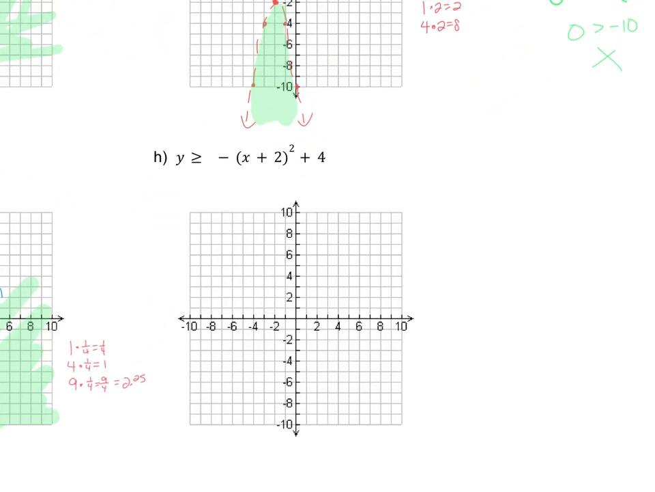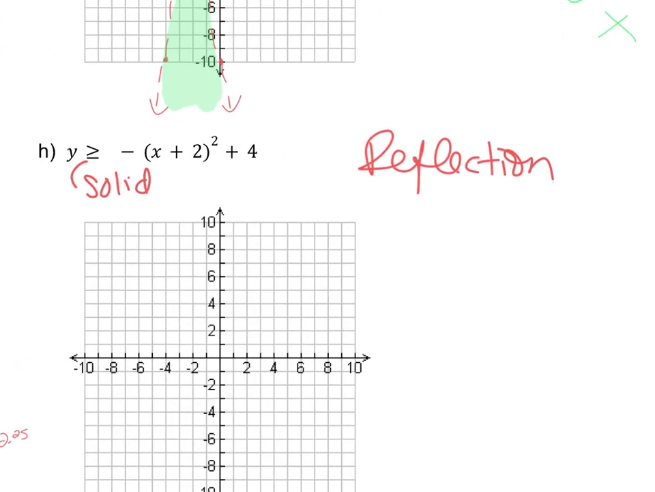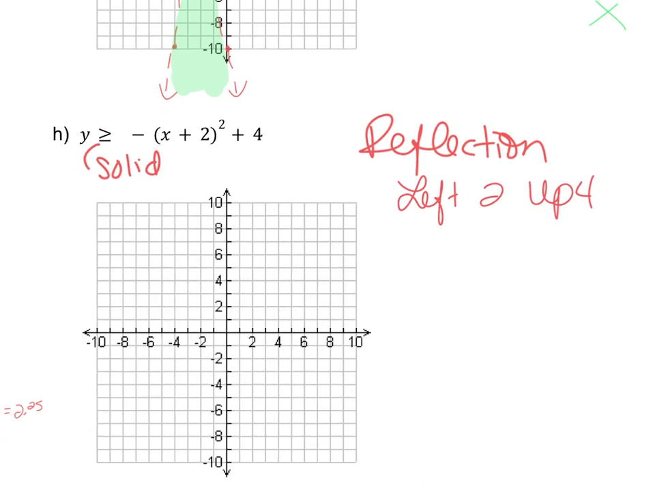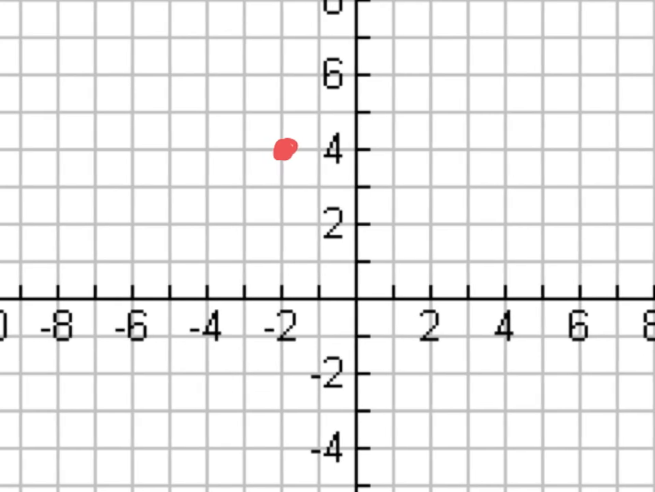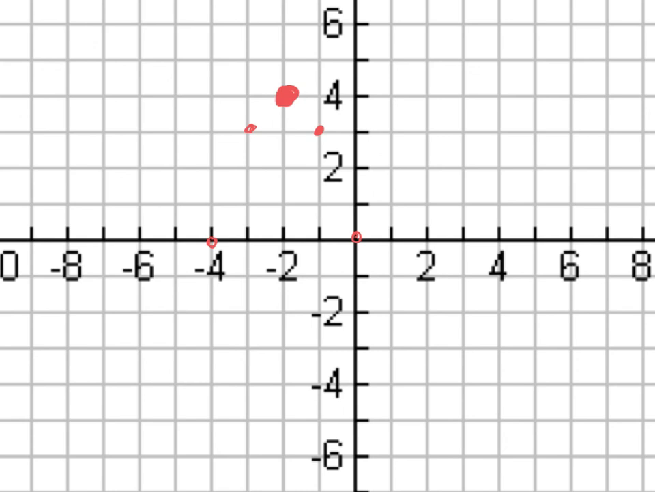Okay, last one. So it's going to be a solid line, right? Solid line. It looks like it's a reflection, so it's upside down. No shrink or stretch, cool. Then it's going to be left 2, up 4. So left 2, up 4 would be about right here. It's a reflection, so it's an upside down U. So no shrink or stretch, so regular parent function, so over 1, down 1 in both directions, over 2, down 4, over 3, down 9. We said it was a solid line.